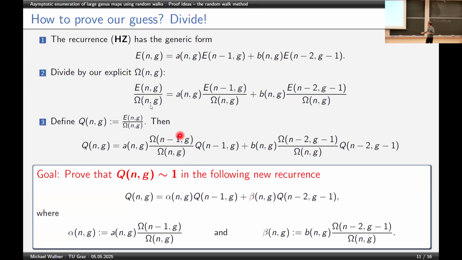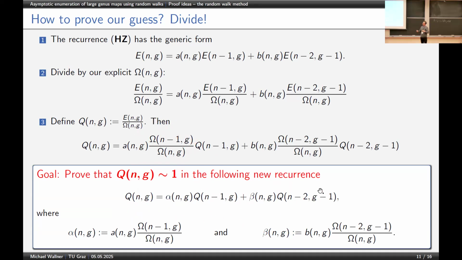Alpha and beta are now exactly these weights, I just repeated them. What we want to prove now is that for this recurrence the quotient is 1. Because if the quotient is asymptotically 1, then E and G is asymptotically Q and G. So we have the same recurrence, but with new weights. The weights change, but the shape is basically the same.